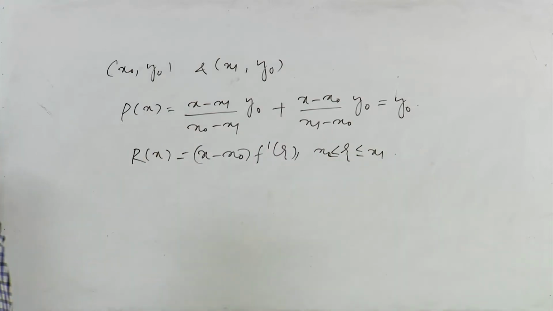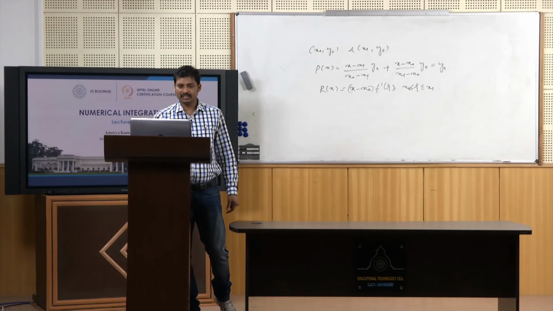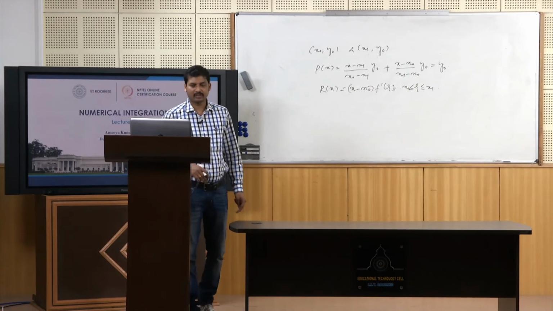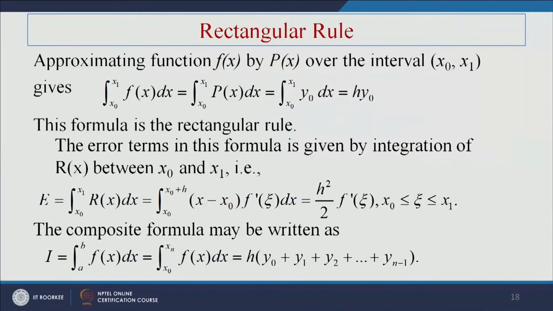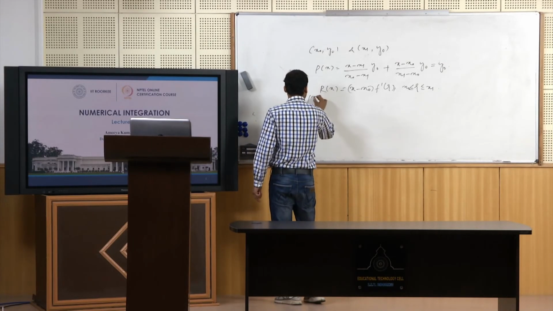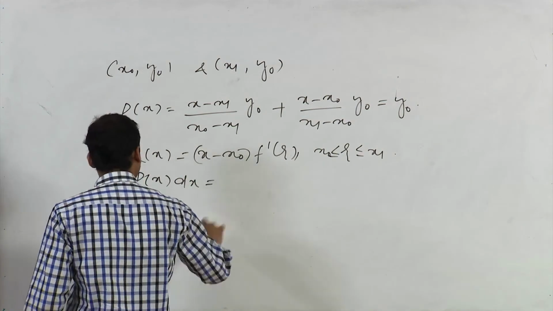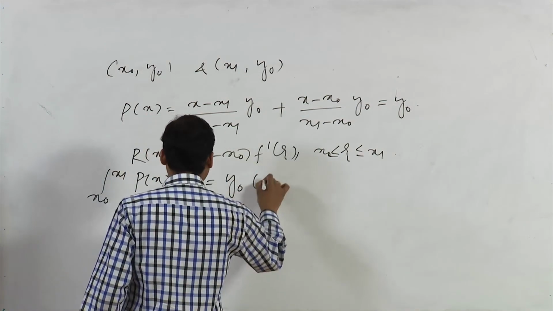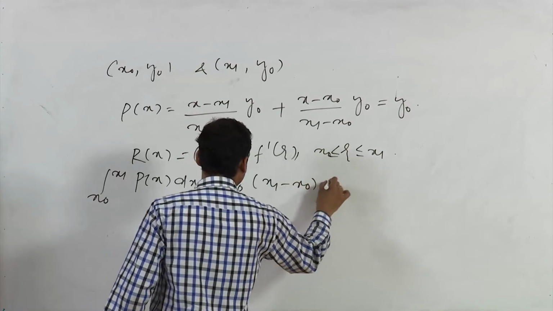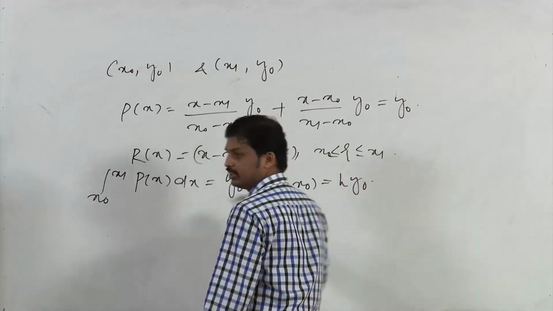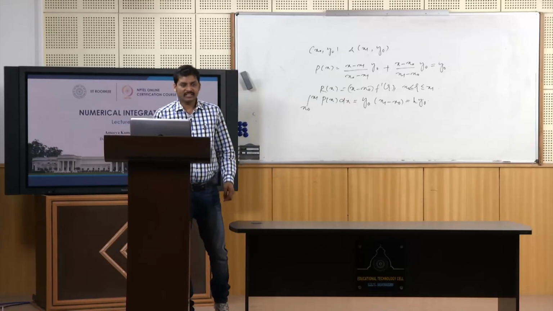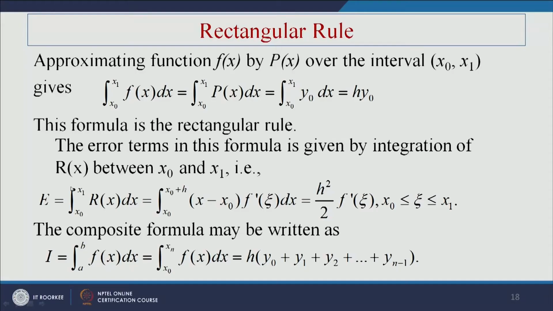And if we integrate this linear interpolating polynomial for Lagrange's method, then we can write the integral from x0 to x1 of p of x dx as y0 into x1 minus x0, that is nothing but h of y0. And this formula is especially called the rectangular rule.